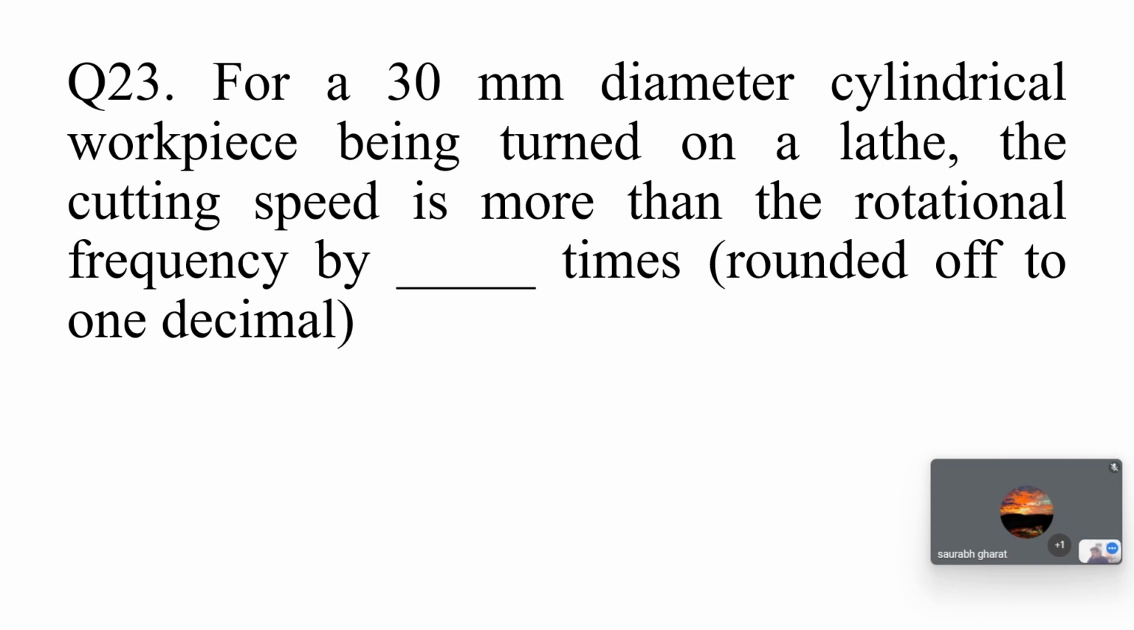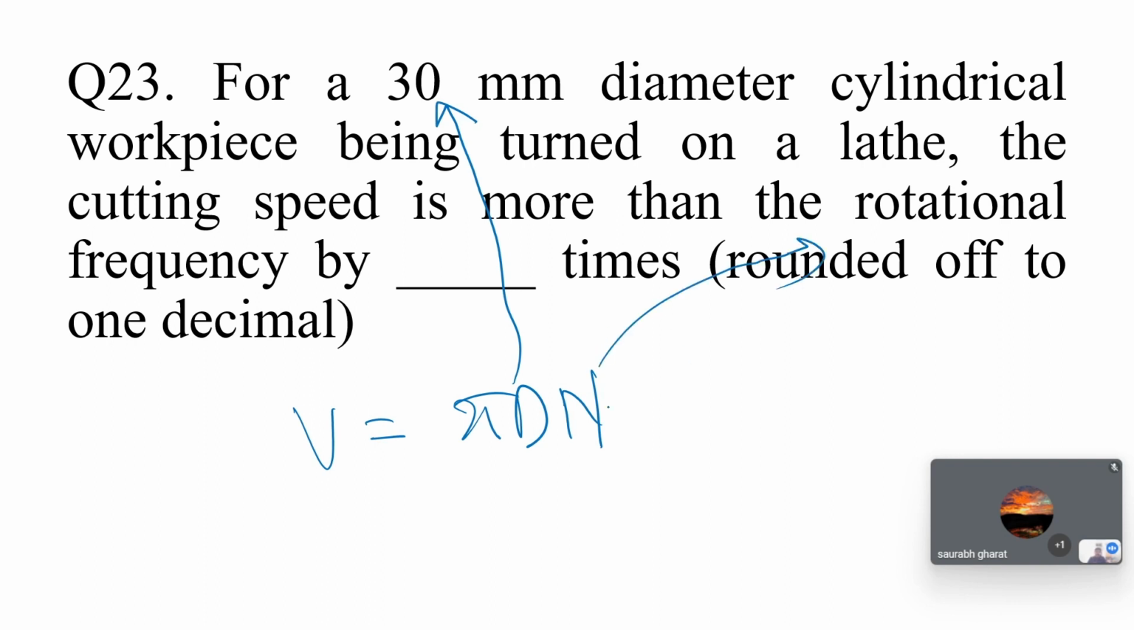Okay, so what you need to do here is find the cutting speed, which is equal to pi d n. So what is d here? It is 30, and n is your rotation frequency, which is in times. So v is equal to pi into 30 into n, because you have to cancel it here.